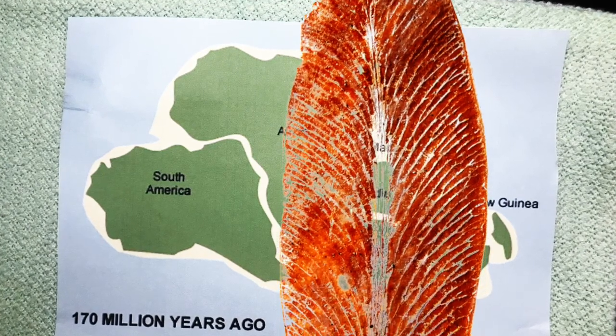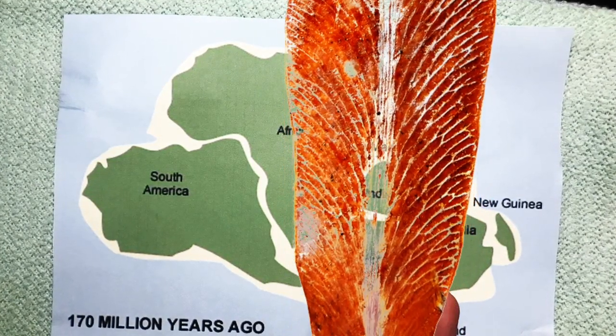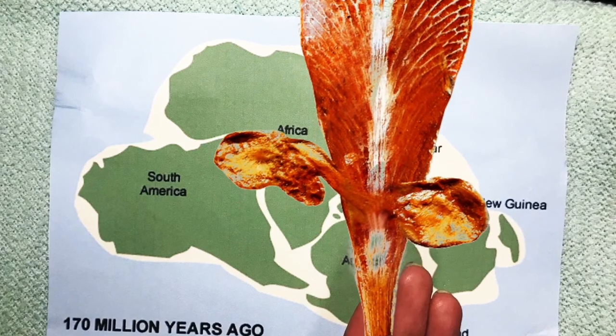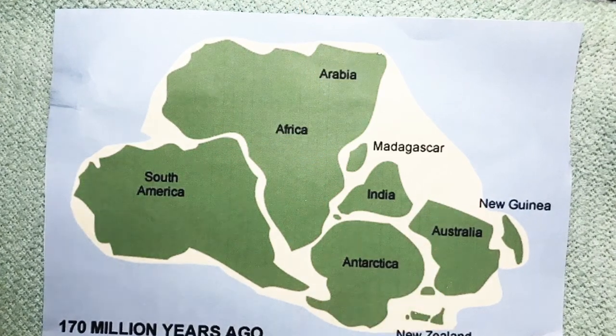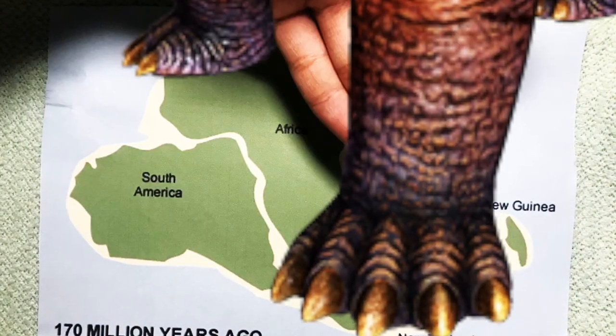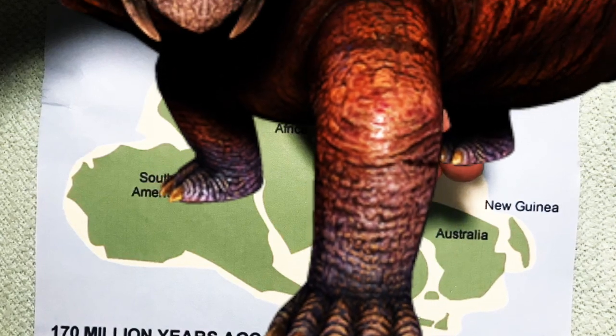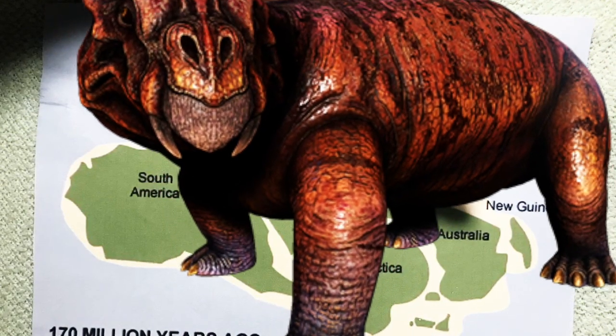Glossopteris fossils are found in Australia, South Africa, South America, India, and Antarctica. Fossils of Lystrosaurus are only found in Antarctica, India, and South Africa.